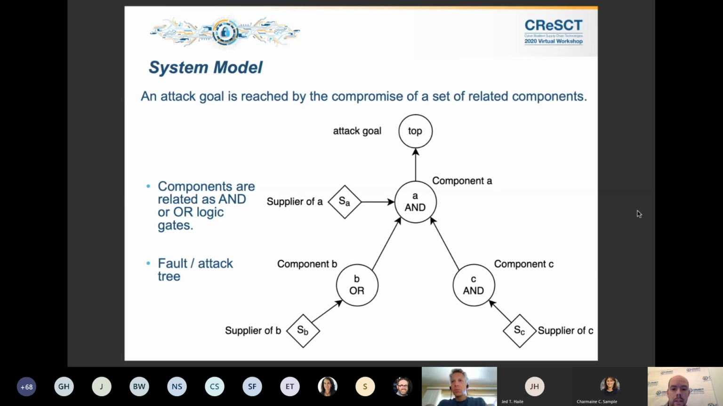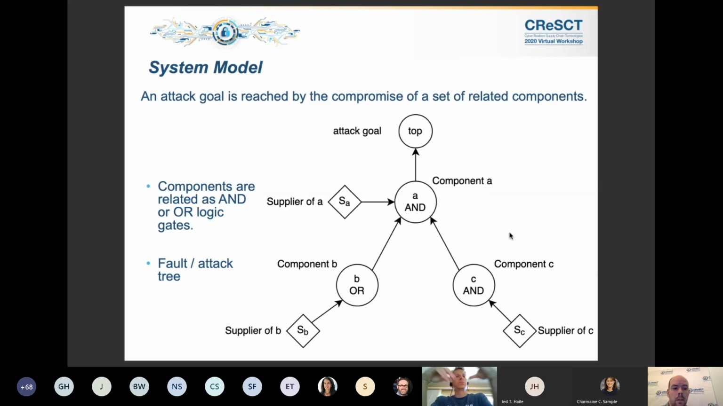What you'll notice at first is that it's a graph-based model. We have nodes and edges. We have component nodes and supplier nodes. The component nodes are connected to each other, and they also possess a logic function which explains how the component is related to its dependencies in the system. The basic idea being that a component has a security property, and that property depends on the security properties of its dependencies. So if those dependencies were to be compromised, then the component would also be compromised.